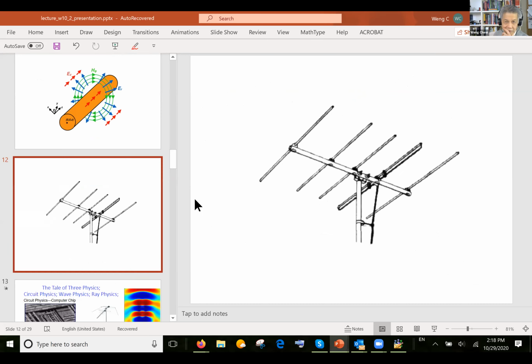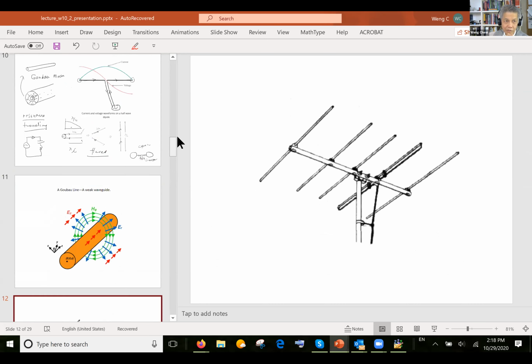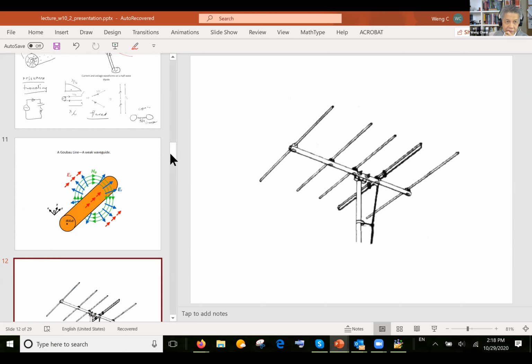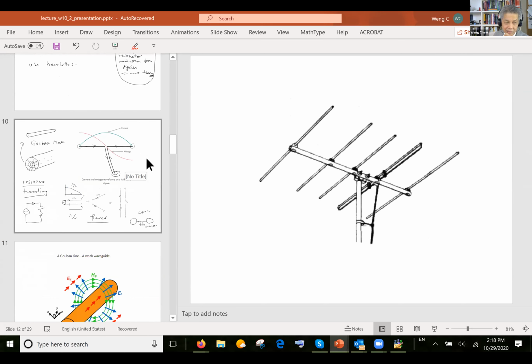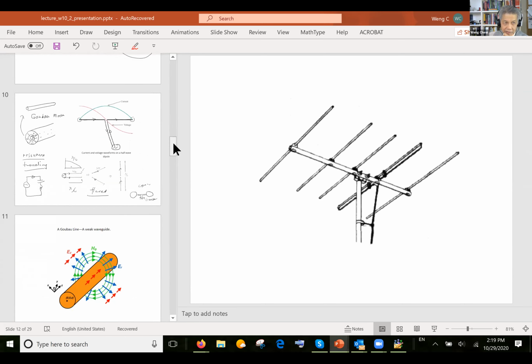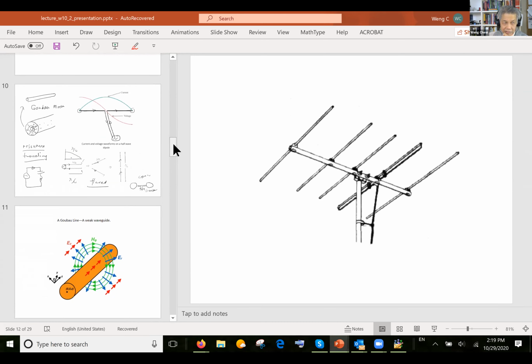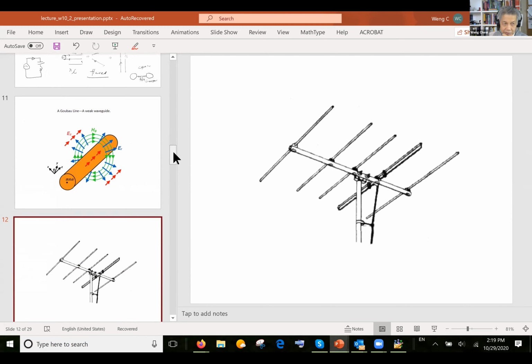The next antenna I'd like to talk about, are there any questions on the half-wave dipole? Okay, why does it resonate and why does it become efficient at half a wavelength? Okay, it becomes a very efficient radiator when you hit half wavelengths of the dipole.